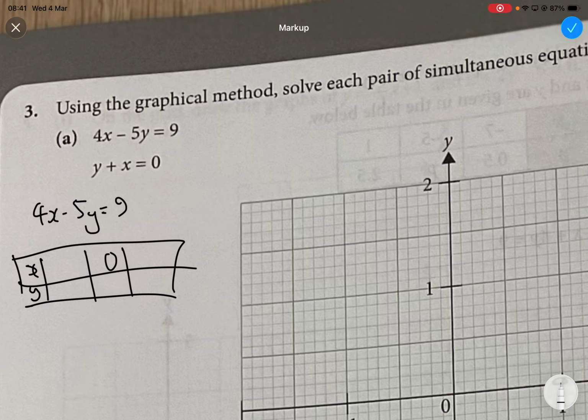How do you calculate? If you are finding this, then we are doing substitution. 4 never change, but I'm only substituting x. So 4 times 7. Substitution.